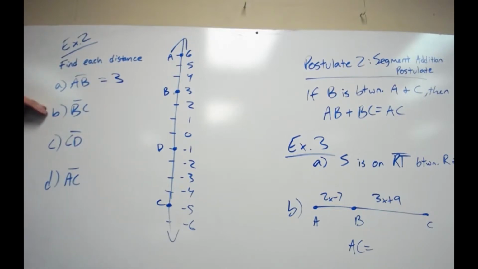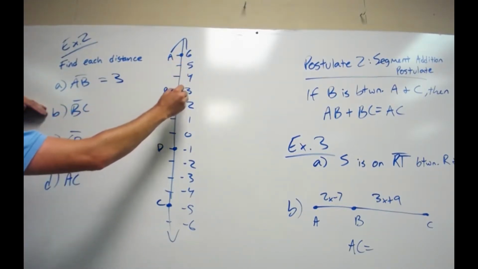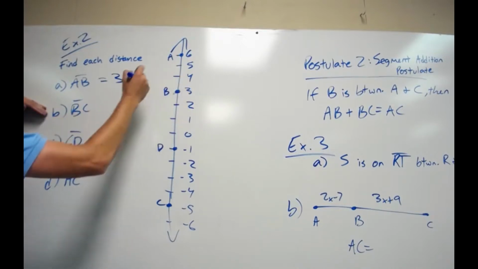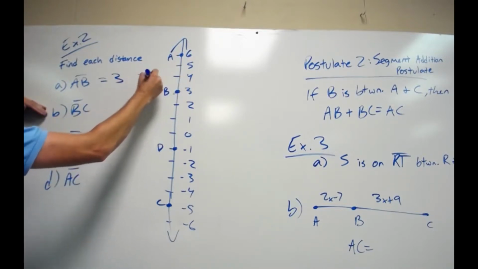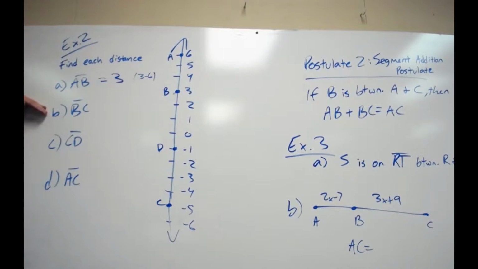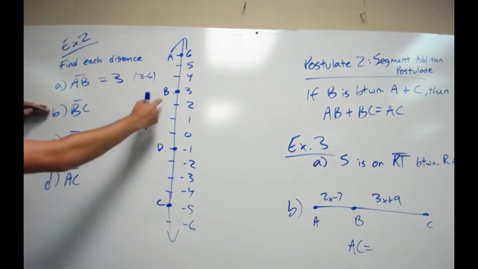But you can always do the absolute value of 6 minus 3. That would be 3. Or 3 minus 6. Remember, absolute value is always positive. So 3 minus 6, negative 3, becomes a positive 3. Distance from B to C. This is a little bit longer.